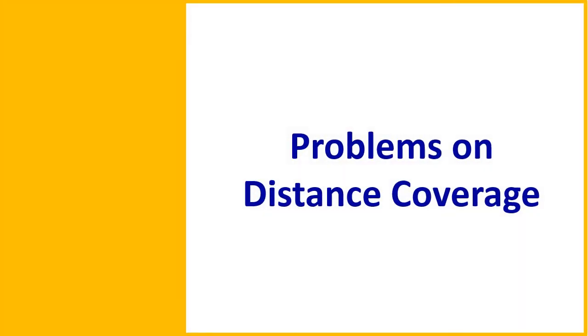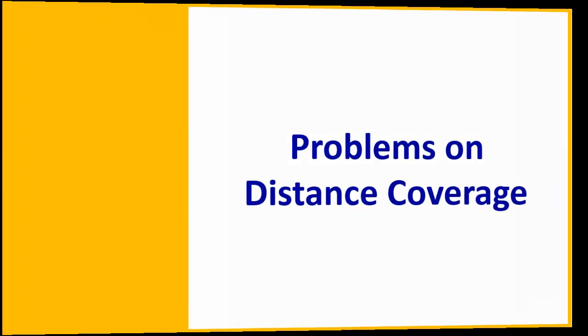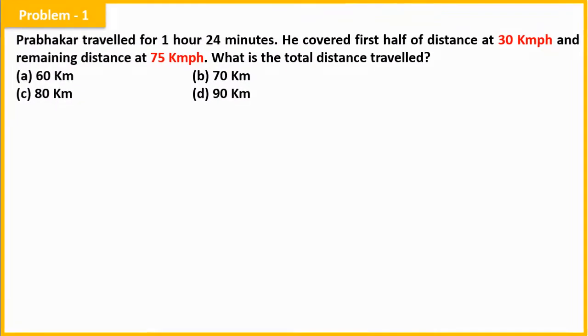Let us solve some problems on distance coverage. These are the basic problems of speed, time, distance. Problem number 1. Prabhakar traveled for 1 hour 24 minutes. He covered the first half of the distance at 30 km per hour and the remaining distance at 75 km per hour. What is the total distance traveled?